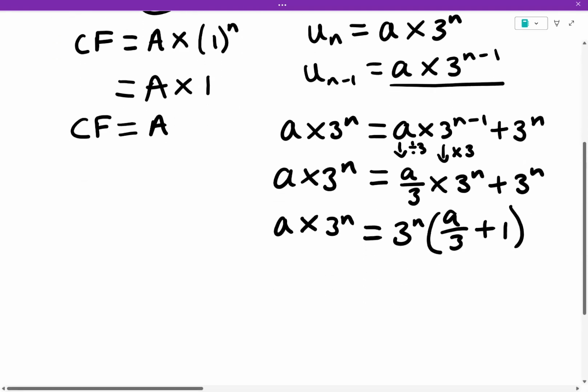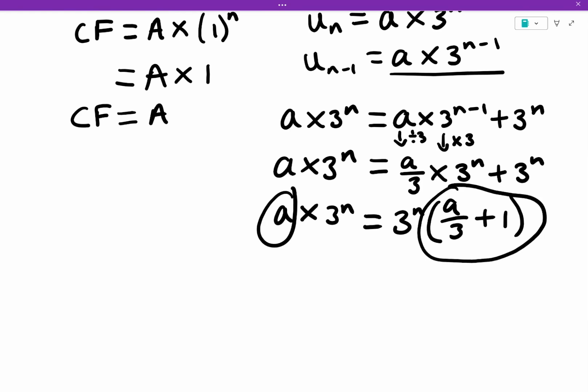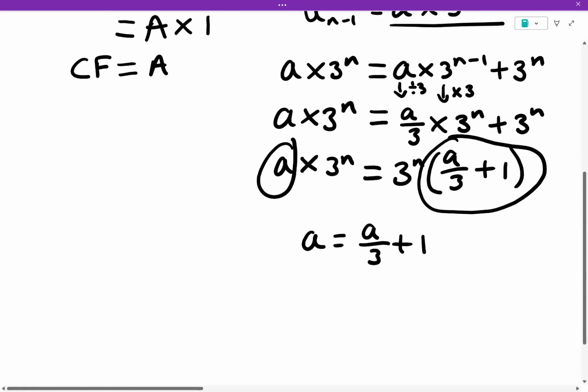So now both sides are in the same format. I can clearly see how much 3 to the power of n I have. I have a lots on this side, and I have a over 3 plus 1 lots on this side. The amount of 3 to the power of n I have on both sides should be the same, so I'm now going to equate coefficients. So I would have a is equal to a over 3 plus 1 like that. Now I have an equation that I can solve for a.